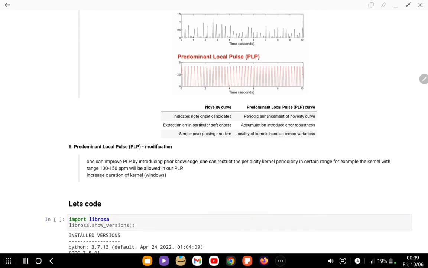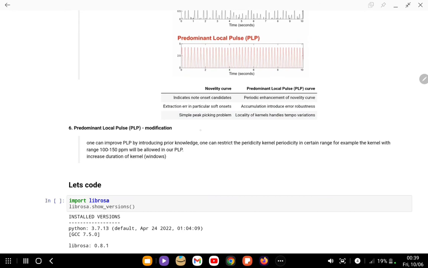In the novelty curve, the extraction for soft onsets has some error, because in soft onsets we are not able to clearly see the peaks, since the differentiation value is not large. Whereas in the PLP curve, when we accumulate the local periodicity kernels, it increases the value. As a result, the robustness increases. In the novelty curve, we also have a peak picking problem; we have to define a threshold. Whereas in the PLP curve, since we are using local kernels, it handles tempo variation really well, because local periodicity is there.